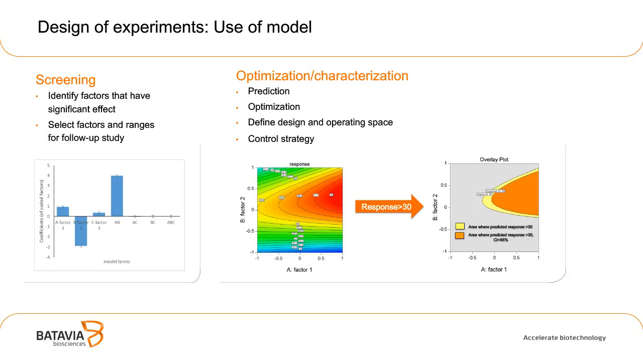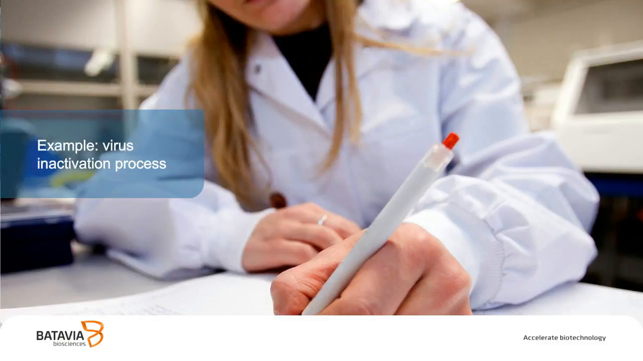As I said, when scaling down your experiment, and also when you have your model, you should be aware that you have to check and verify that this model is indeed describing your production scale process. I see my time is going quite fast, but I still want to use the last minutes to show you one example of a DOE study we performed at Batavia.